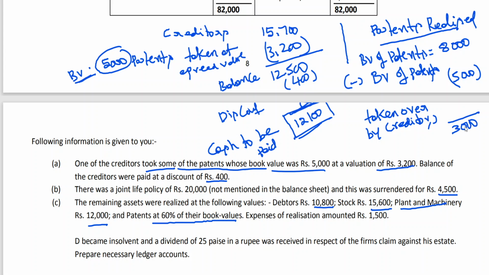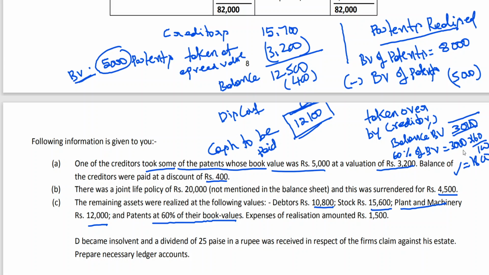3,000. These 3,000 were realized at 60% of book value. This is the balance book value. 60% of book value is equal to 3,000 into 60%. How much has been recovered? 1,800 rupees has been realized.